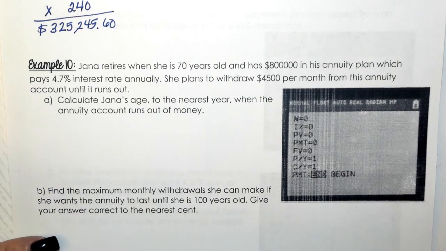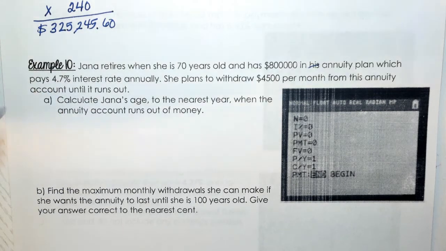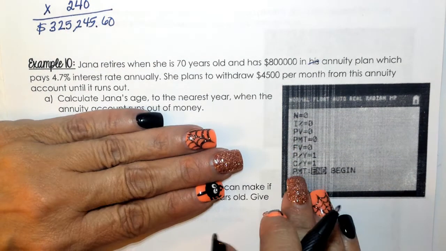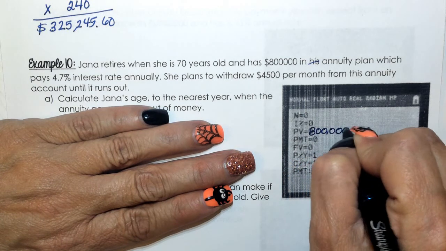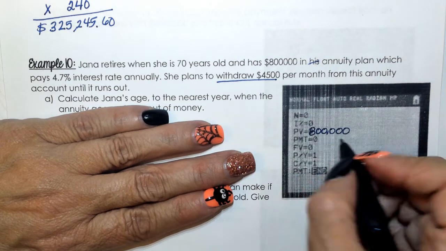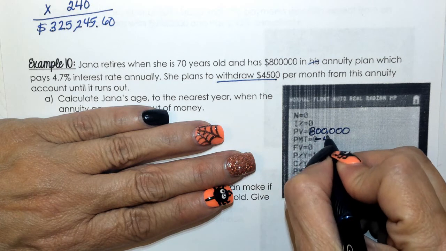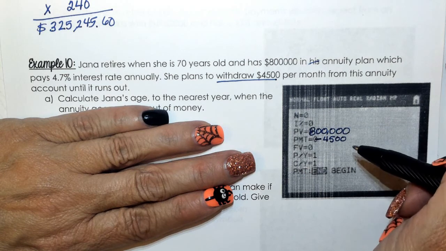All right, Jana retires when she is 70 years old. She has $800,000 in her annuity plan, which pays 4.7% interest rate annually. She plans to withdraw $4,500 per month with the annuity account until it runs out. Let's stop there. Let's fill in what we know. We know that her present value is $800,000. Okay? We know that she plans to withdraw, so we need to be sure on that payment that we put in negative because she is withdrawing that money out. That $4,500 is coming off of this $800,000.